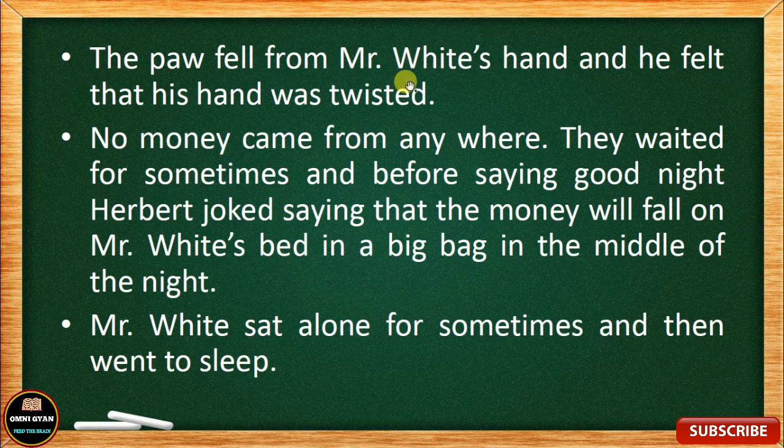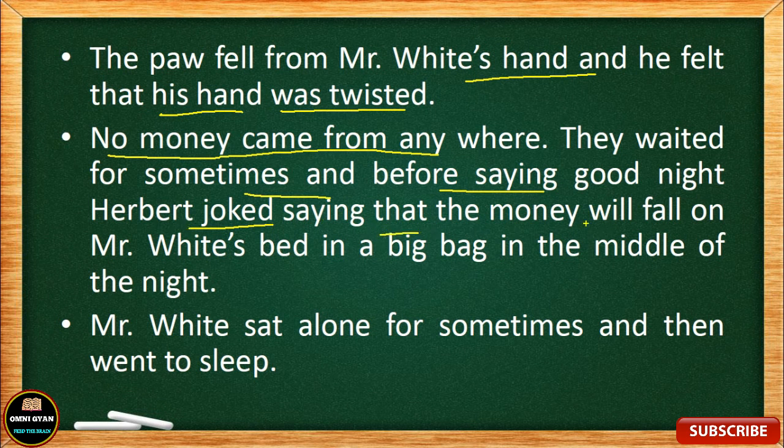The paw fell from Mr. White's hand, and he felt that his hand was twisted. Now, the moment he made this wish, that monkey's paw fell from Mr. White's hand, and his hand got twisted. His hand got twisted like this, okay. But no money came from anywhere. They waited for some time, and before saying good night, Herbert joked, saying that the money will fall on Mr. White's bed in a big bag in the middle of the night.